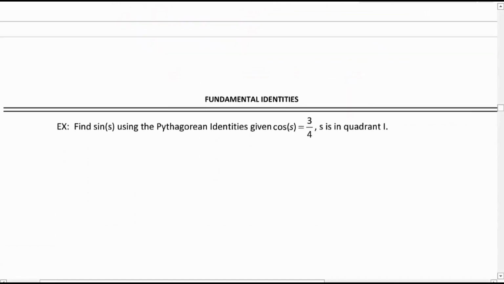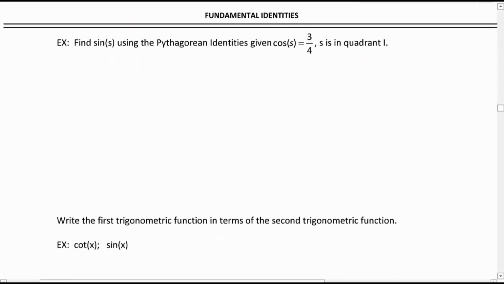All right, so now let's use these identities to do something. Let's find sine of s using the Pythagorean identity, given cosine of s is equal to 3/4, and our angle s is in quadrant 1. Okay, well, our Pythagorean identity says sine squared s plus cosine squared s is equal to 1. So let's plug in what we know.